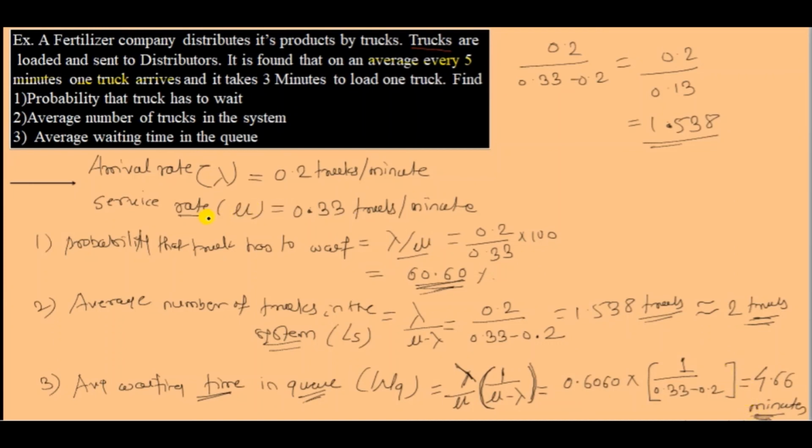0.33 minus 0.2, it will come out as 4.66 minutes. So that is the average waiting time in the queue for the trucks. If we want to calculate for the system, it is simply 1 by mu minus lambda, and when you multiply by lambda by mu, you get the time in the queue. So the system waiting time multiplied by lambda by mu is the waiting time in the queue. So we got our three answers. Number of trucks in the system, 2.